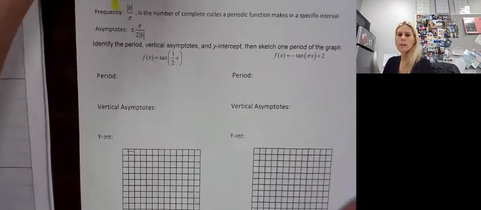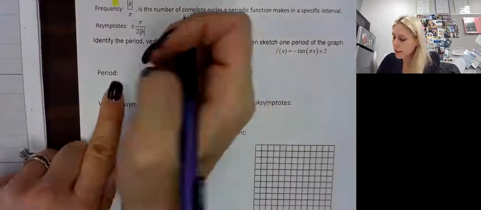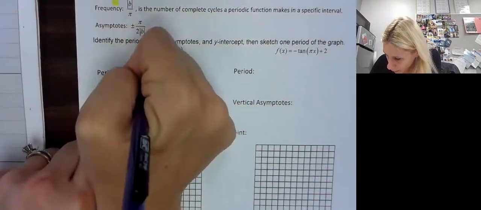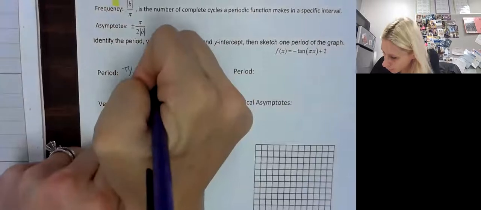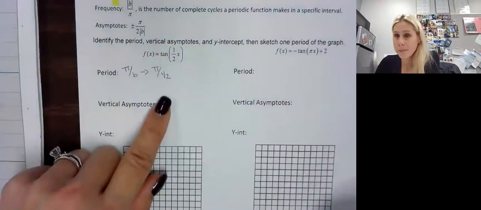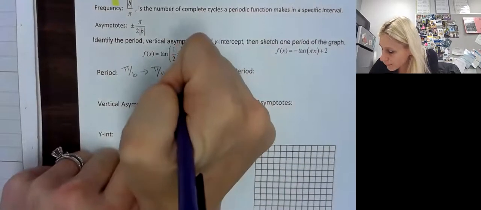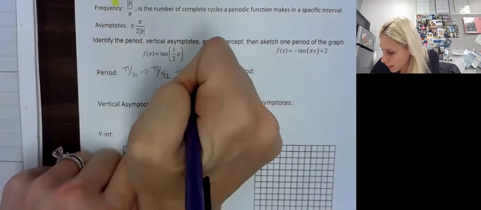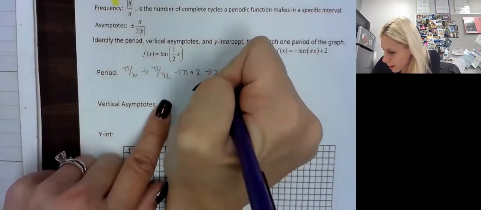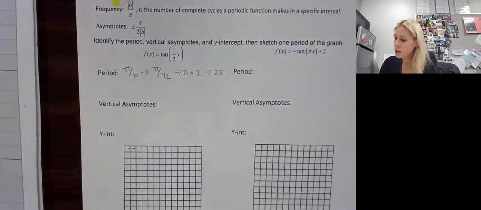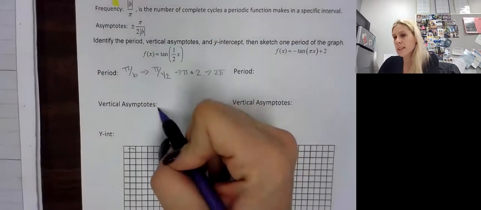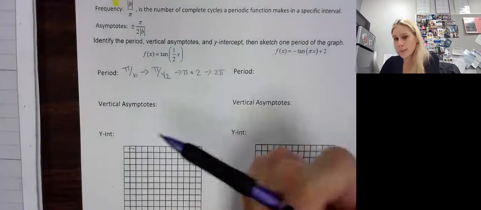Okay, here we go. Let's do some examples. Period. Remember, I told you the period in this case for tangent is going to be pi over b. Our b is still in front of x. So right here we have pi over 1/2. We did a lot of practice with this with sine and cosine. Dividing by a fraction is the same thing as multiplying by its reciprocal. So that means our period is 2 pi. Vertical asymptotes are where, actually, let's talk about vertical asymptotes after we do our table.